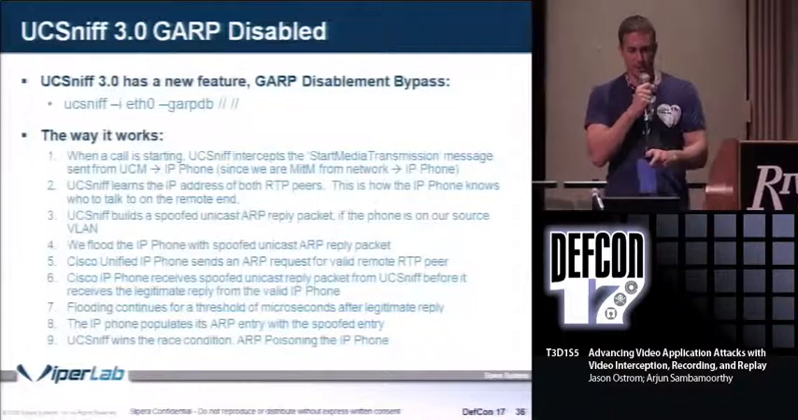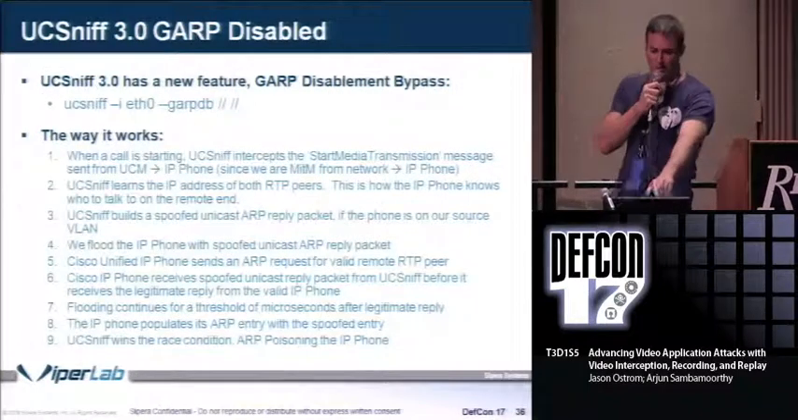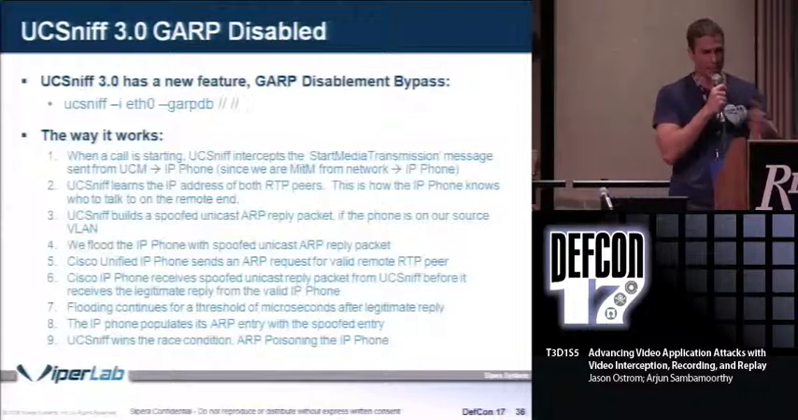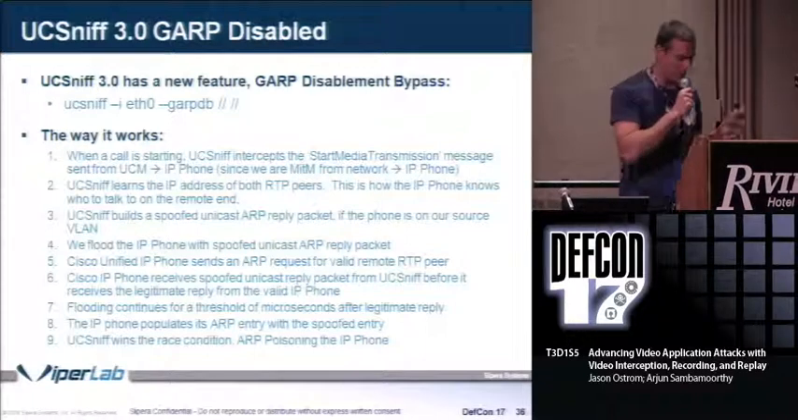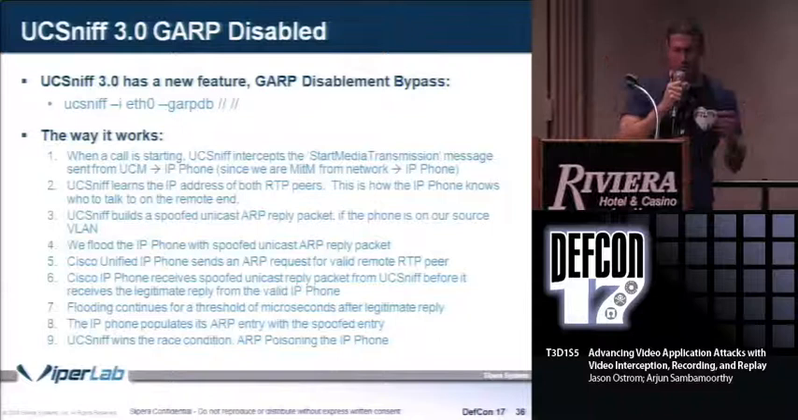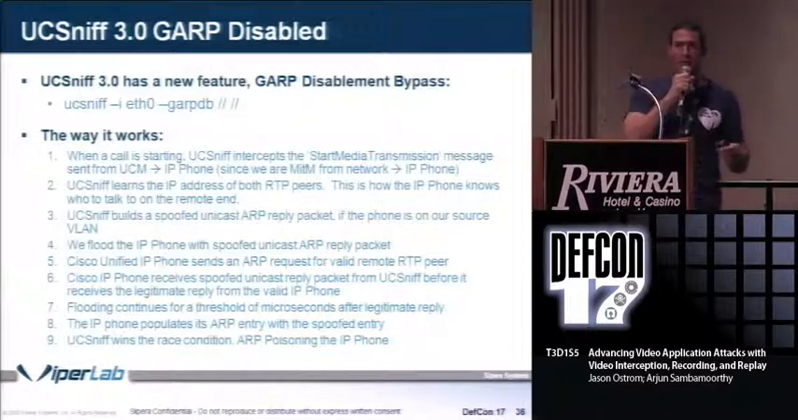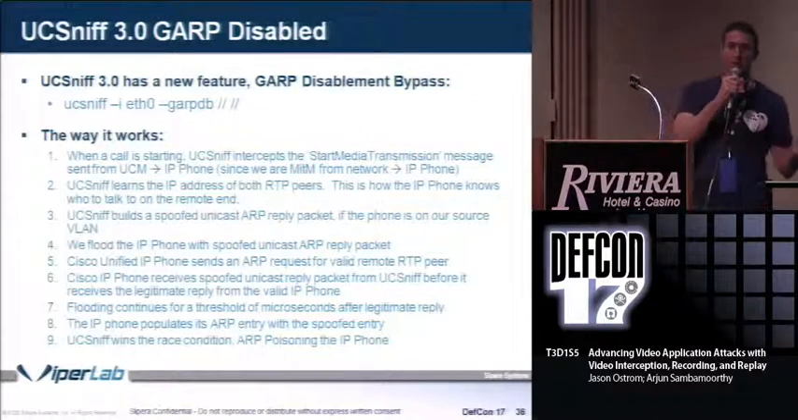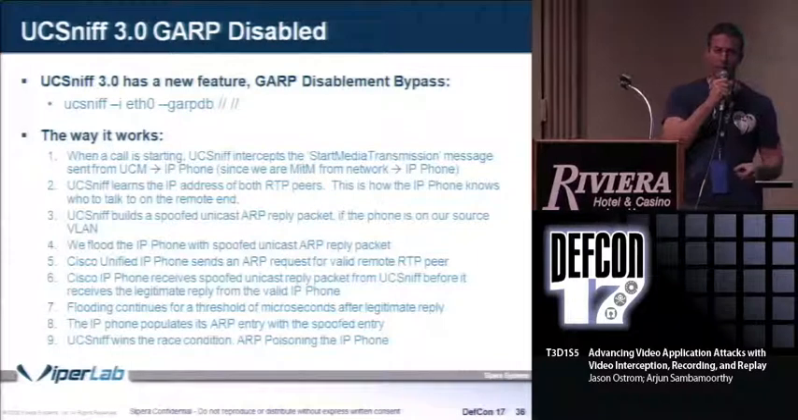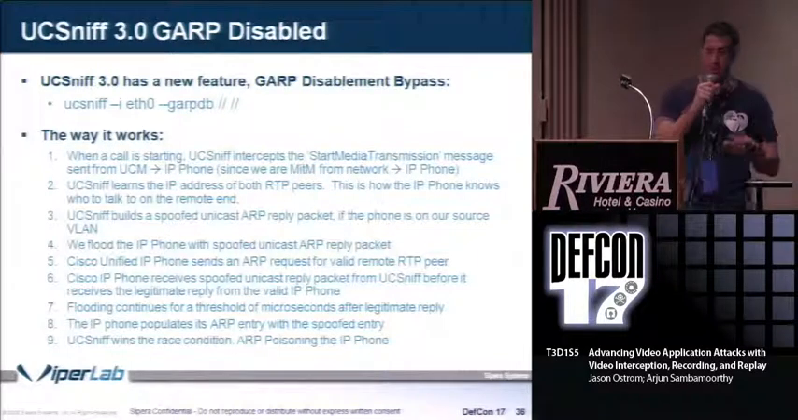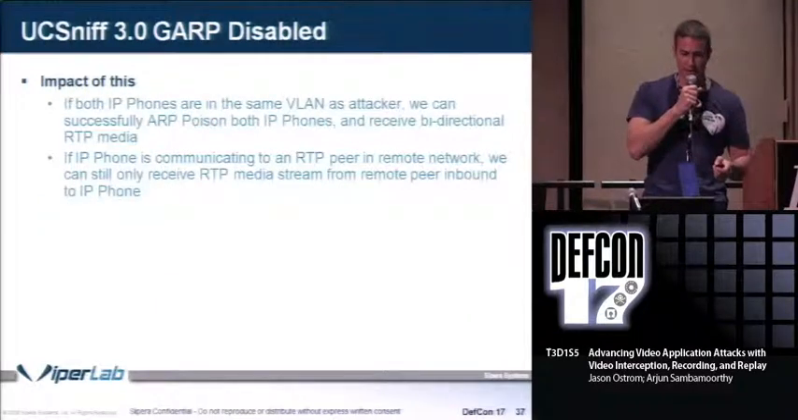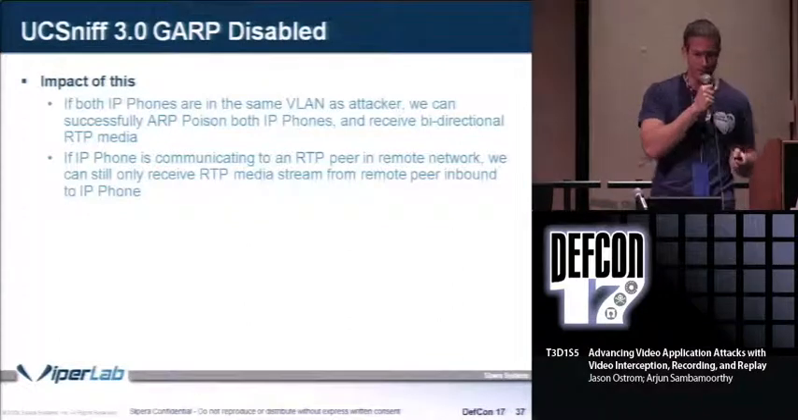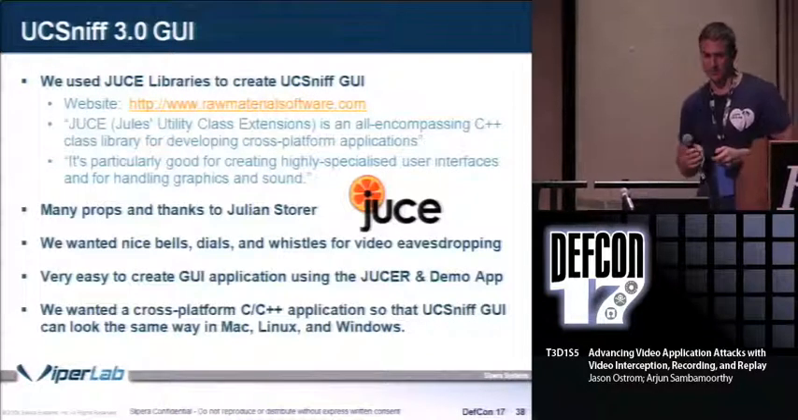So this is the entire process here, and it's the new feature. It's dash dash GARP disablement bypass, and that's going to be released with UCSniff 3.0. With this, if both phones are on the same VLAN, we can definitely reconstruct the media because we can use this feature to beat them. But the phones only send the ARP request when they boot up and talk to the server. So when they're talking to remote peers, we can't defeat that right now. But that's another story. We actually can, but we're going to get into that later. So, like I just said, we can only get unidirectional if it's remote peers in another VLAN. Okay. Ready, Arjun?